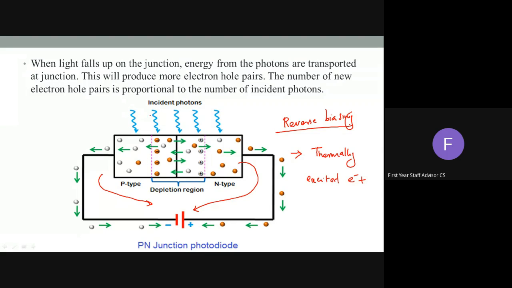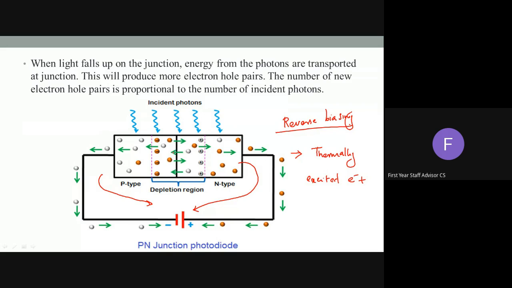So when light is incident on this depletion region, what happens? Due to thermally generated electron hole pairs there is a small current. But when light is incident on this depletion region, more electron hole pairs will be formed in the depletion region. That means the energy of the photon is used to excite electrons from the valence band to the conduction band.